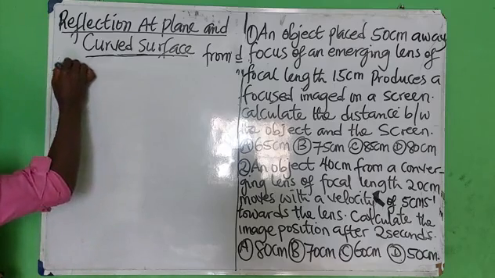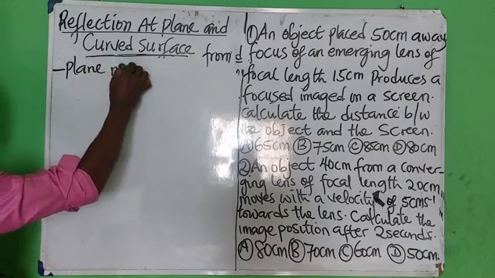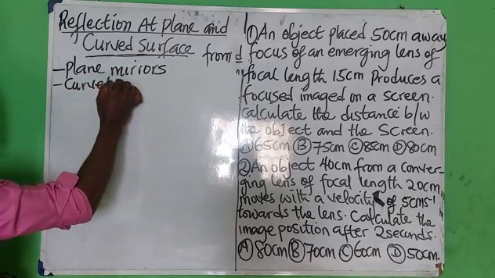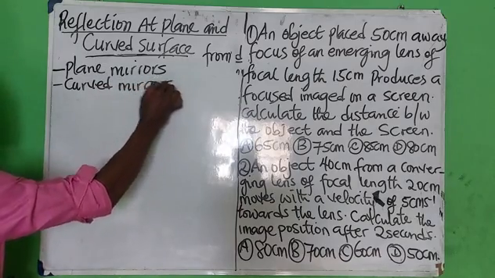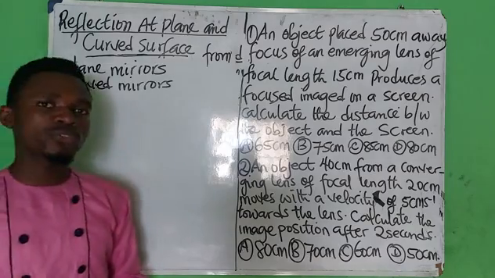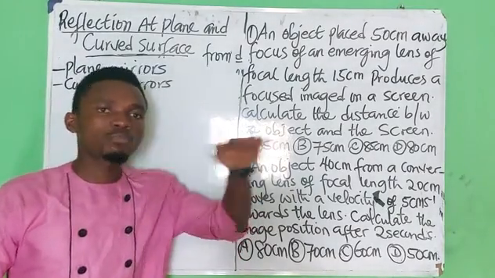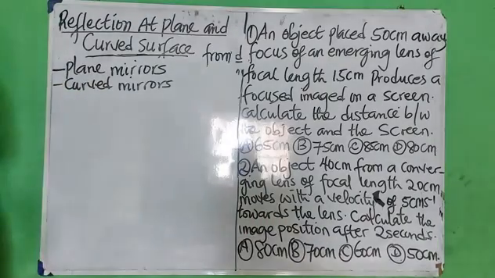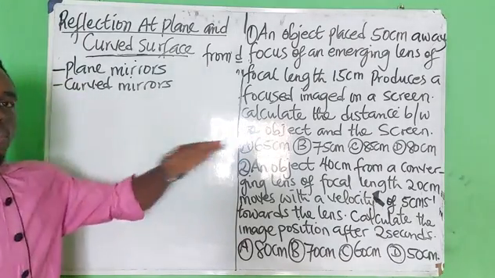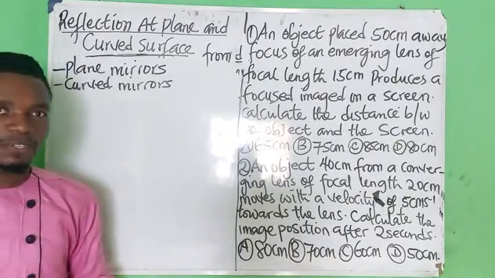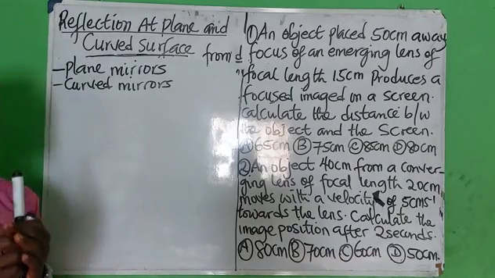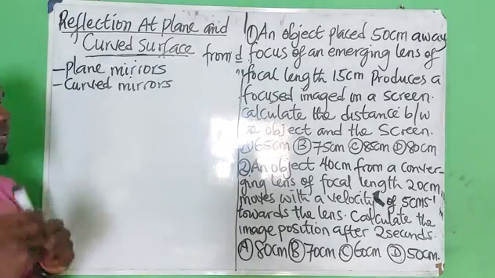On a broad note, we have two types of mirrors. We have the plane mirrors and we have the curved mirrors. Plane mirrors are mirrors that have flat, smooth, reflecting surfaces. Plane mirrors are mirrors that have flat, smooth, reflecting what? Surfaces. Alright, so let's now look at how an image is formed by a plane mirror.